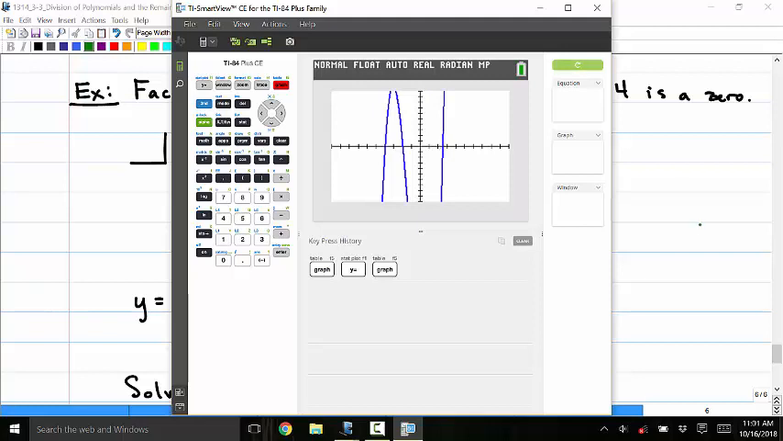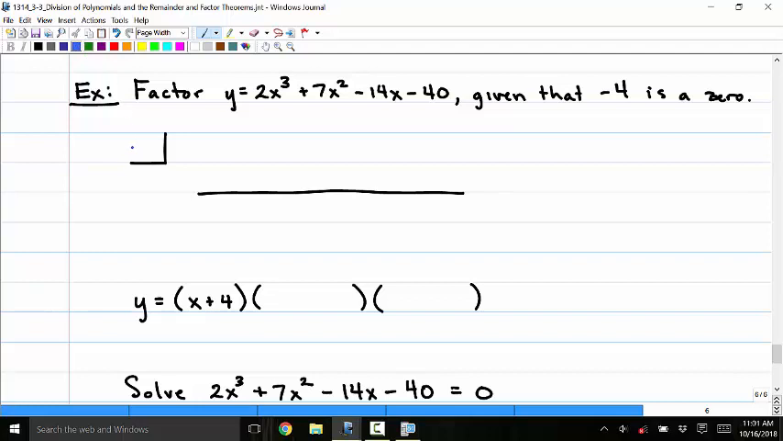All right, so I know that negative 4 is a 0, so I'm going to put negative 4 into my half box. The numbers that go across the top are the coefficients out front. So I have 2, 7, negative 14, and negative 40. I don't need any placeholders because I have an x cubed, x squared, x, and a constant. To do synthetic division, I drop the 2 down. To go back upstairs, I multiply that number by the number in the half box. So 2 times negative 4 is negative 8. And then when I go down, I add.